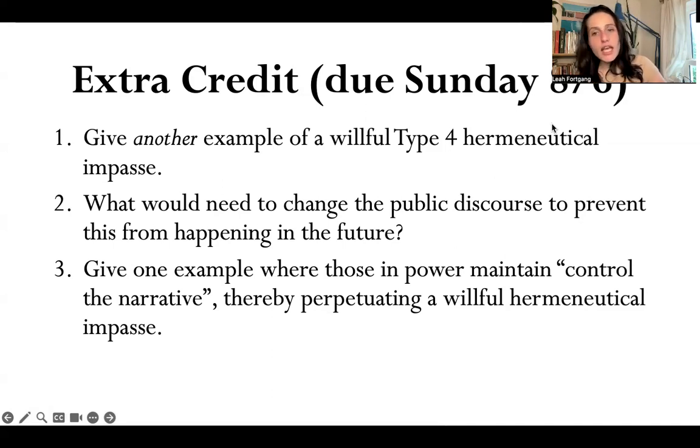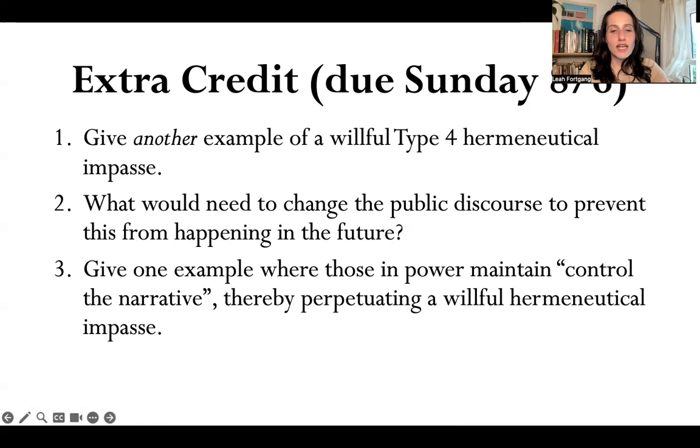And then lastly, give an example where somebody in a position of power controlled the narrative. So this would be an example of somebody who sets an example that people follow in terms of a way to engage in conversation. And that sort of example that people are following normalizes this behavior that ultimately results in people willfully refusing to pick up on the hermeneutical resources, to wrap their brains around the stuff that is necessary for understanding someone else's experience.